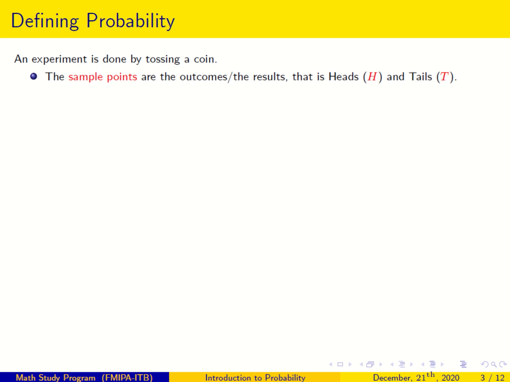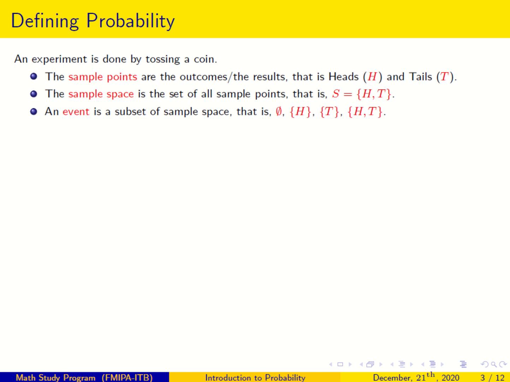Now we are going to define the probability. Maybe we can have an experiment done by tossing a coin. The sample points are the outcomes or results, that is heads or tails, H or T. The sample space is the set of all sample points, S equals {H, T}. The event is a subset of the sample space, that is the empty set, the set that contains H, the set that contains T, and the set that contains H and T.